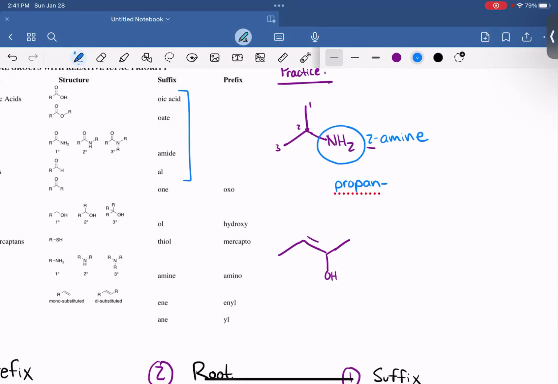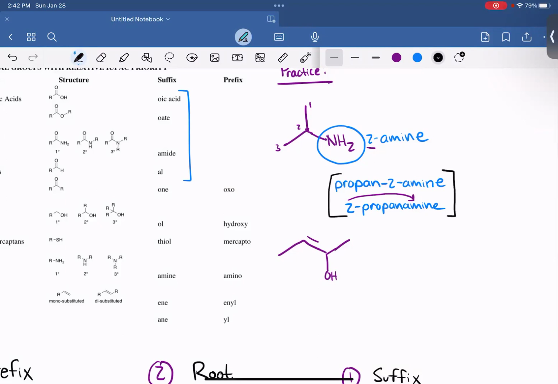Then we state where our highest priority functional group is and what it is. So propan-2-amine. Fun fact about this one, you can bring the 2 to the front of the word if there's no other substituents or other numbers. So we can do 2-propanamine, and that 2 is telling you that your highest priority functional group, the amine, is on the 2 carbon. So the answer to that one is propan-2-amine or 2-propanamine.